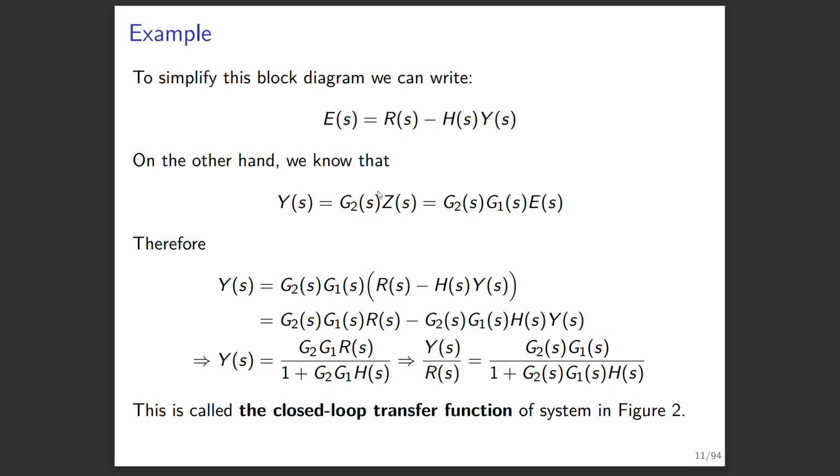Okay, now if I combine these, I have Y equals G2 G1 E, but E is defined here. I substitute, I have G2 G1 (R minus HY). I simplify and then bring this term with Y of s to the left-hand side, add them up, and then I find Y of s divided by R of s is G1 G2 divided by 1 plus G1 G2 H. Okay?